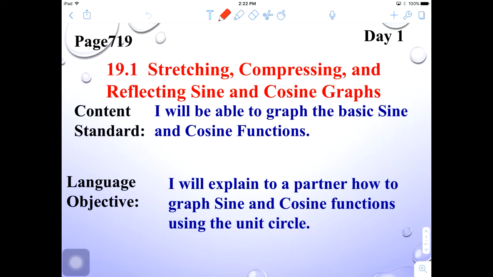So 19.1, we're going to take a look at the graph of sine and cosine graphs that involve stretching, compressing, or reflecting sine and cosine graphs. So we are going to begin day 1 today, and we will be able to graph the basic sine and cosine functions at the end of the day.